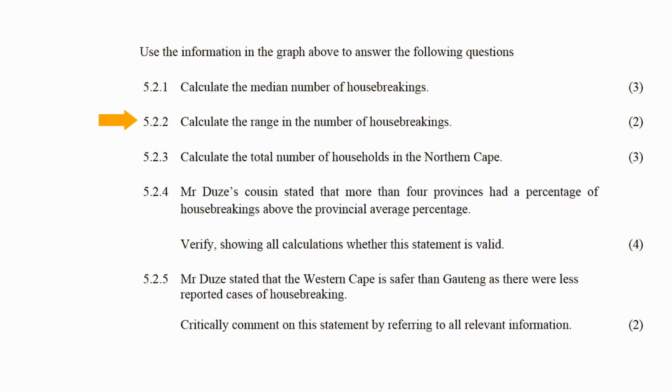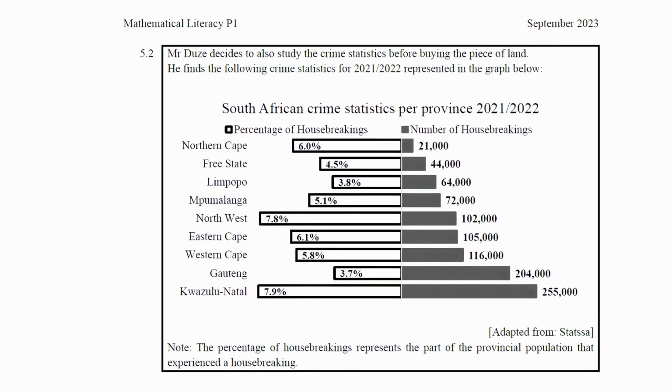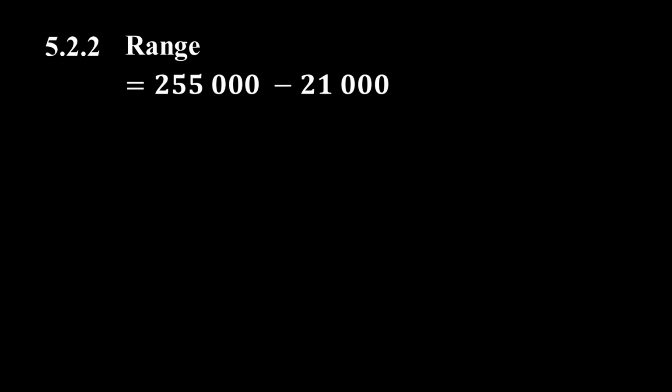In question 5.2.2, you have to calculate the range in the number of house break-ins. The range is a measure of spread and it's calculated by finding the difference between the largest value in the dataset and the smallest value in the dataset. Now, the largest value in the number of house break-ins is 255,000. And the smallest value is 21,000. The difference between these two values is 234,000.